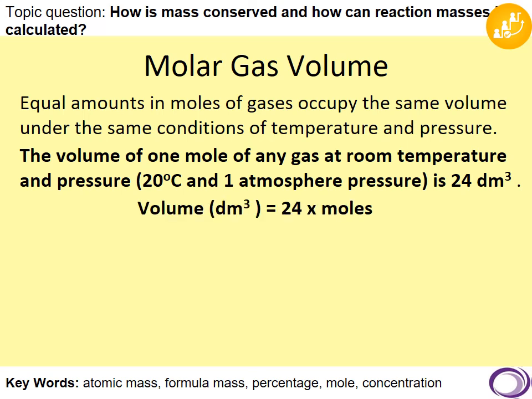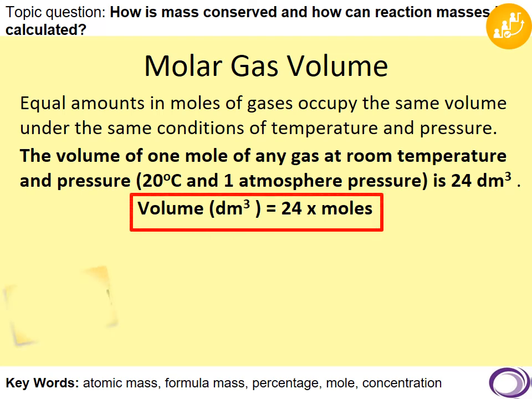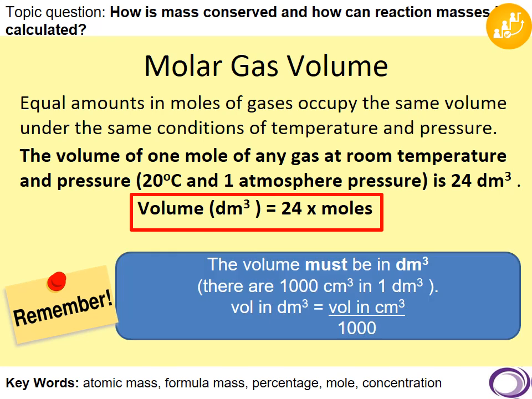If we multiply 24 by the number of moles, this will give us the volume. But don't forget, we need to convert to decimeters cubed. So there are 1,000 centimeters cubed in a decimeter cubed. So if we need to convert from centimeters cubed to decimeters cubed, we must divide by 1,000.